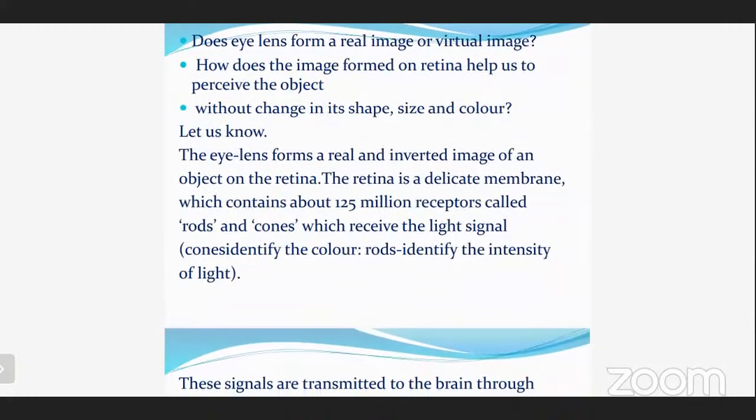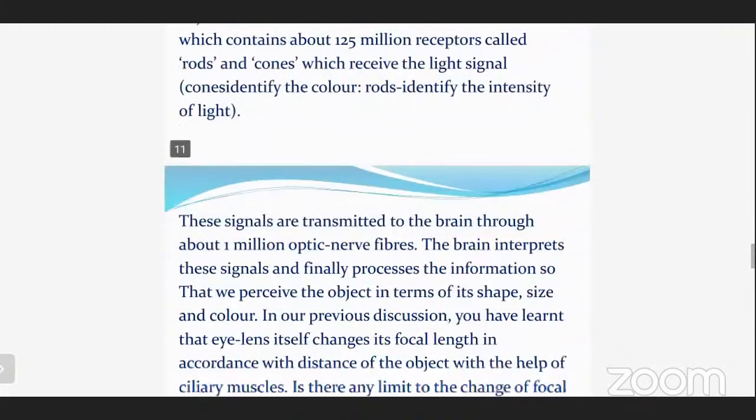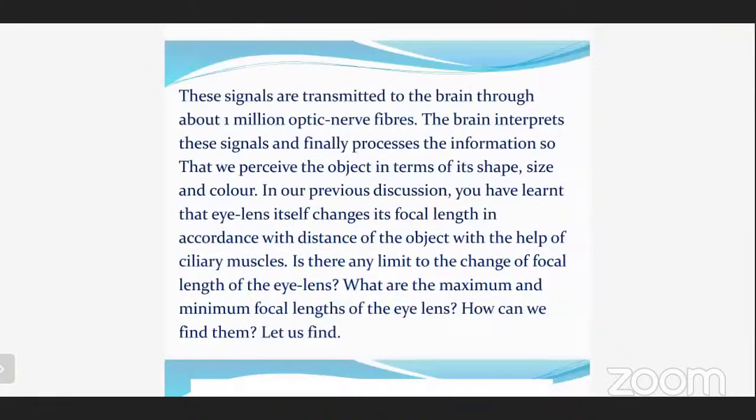They receive the signals and transport them to the brain. These signals are transmitted to the brain through about 1 million optic nerve fibers. Signals from here are transmitted to the brain through the optic nerve fibers. What is the work of the fibers? They transmit the signals from the rods and cones to the brain.